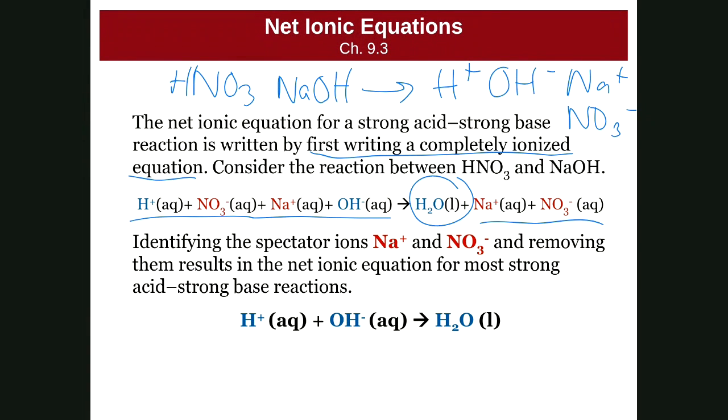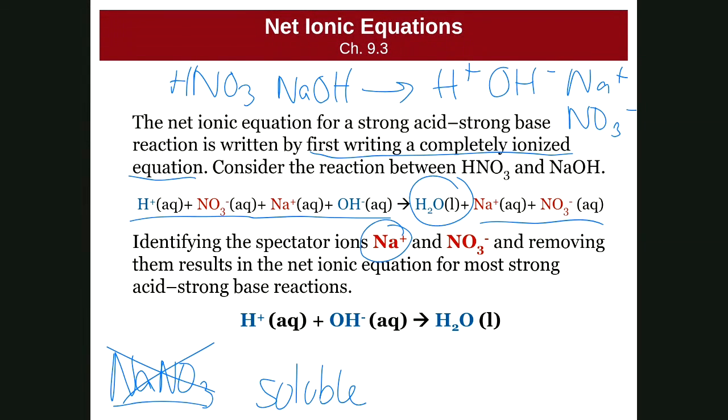But do they really? No, because sodium nitrate is a strong electrolyte. It is a soluble compound. Both parts of it are soluble. So we don't form this. We keep the sodium and nitrate ions by themselves. So that makes them spectator ions because they're the same on both sides of our reaction.